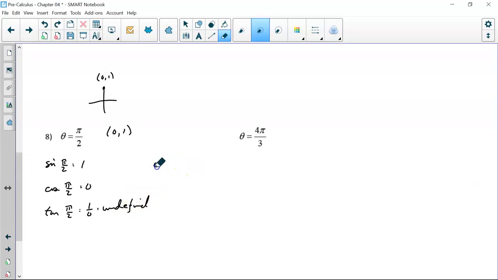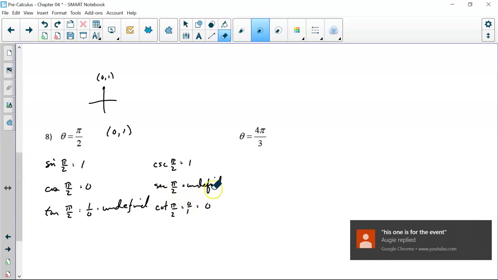Now my cosecant of pi over 2 is going to be the reciprocal of 1, which is 1. My secant of pi over 2, the reciprocal of 0, is undefined, because 0 is on the bottom. And my reciprocal of undefined, remember, the cotangent of pi over 2, the tangent was 1 divided by 0, so now it would be 0 divided by 1, which is 0. So the reciprocal of undefined is actually 0.